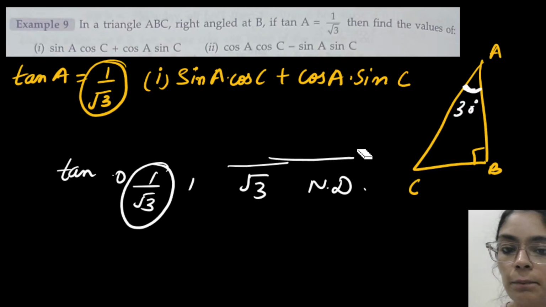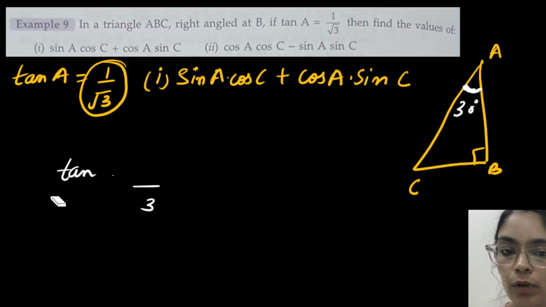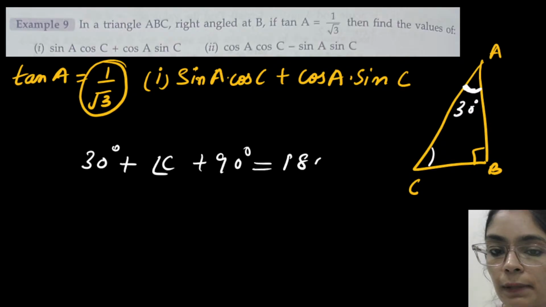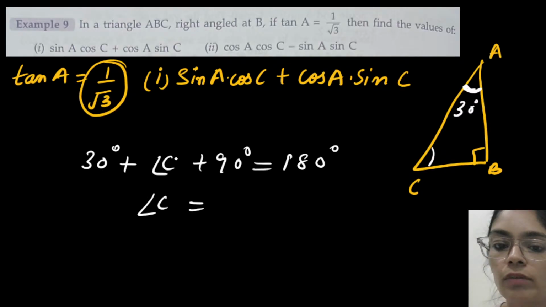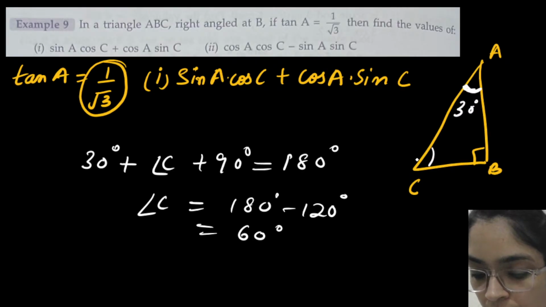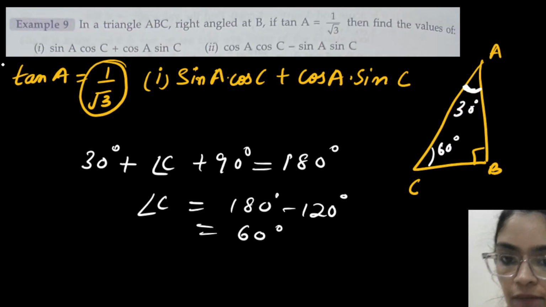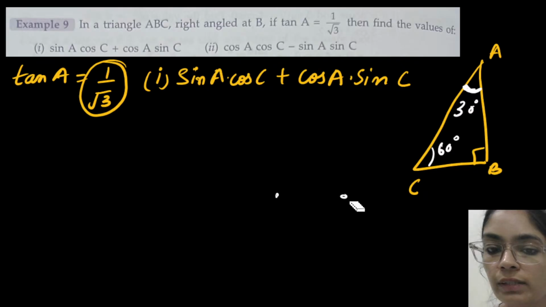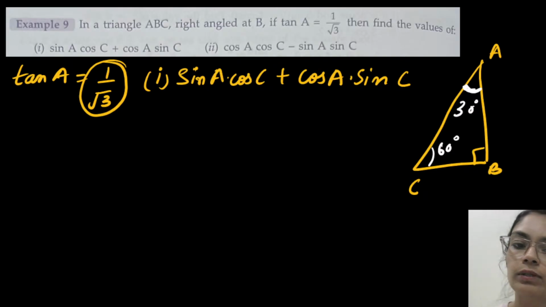If you apply the angle sum property of a triangle, what is the value of angle C? Angle C we can find directly by applying the angle sum property. If we add all the angles of a triangle, 30 plus angle C plus angle B, which is 90 degree, we'll get the value of angle C as 180 minus 120, which is equal to 60 degree. So this one is 60 degree. Both the angles we have found, the value of angle A and the value of angle C, with the help of the given thing. It's given to us tan A is 1 by root 3.